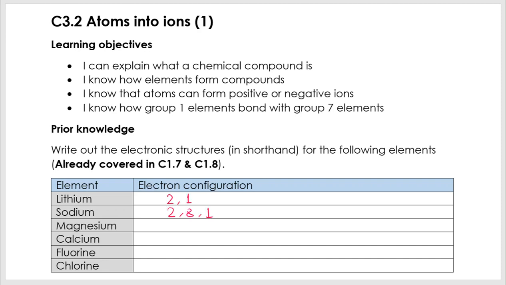And we've got lithium and sodium, 2,1 and 2,8,1 respectively. Both of them are in group 1, both have 1 electron in the outer shell. If I then take a look at magnesium and calcium, they're both in group 2. Their outermost energy level has 2 electrons. And fluorine and chlorine have 7 electrons in their outer shell, and they are in group 7.